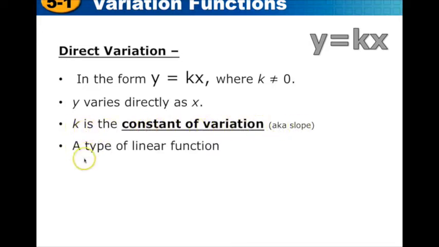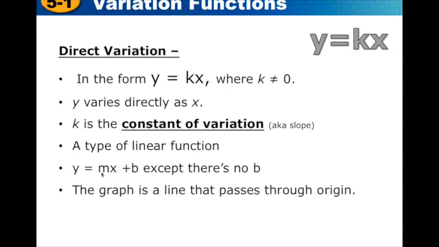So you guys already know this is a type of a linear function, okay? Think of this: y equals kx. Remember, y equals mx plus b. The main difference here is that the b value is 0. There is no b. The m is kind of like the k. That means that the graph of this is a line. The graph of all of these is a line that passes through the origin.